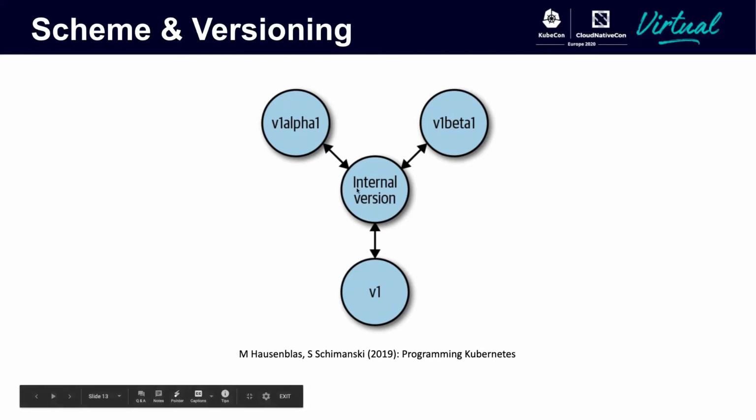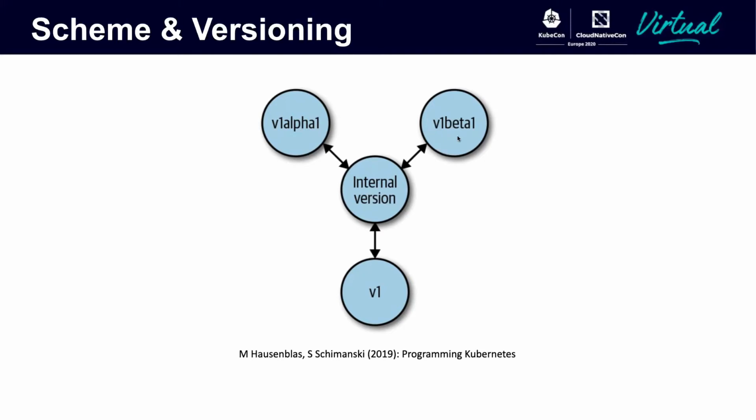So let's say v1alpha1 has fields A and B, and v1beta1 has fields B, C, and D. The internal version would know about all fields A to D. It would provide you with some tools to convert between those versions, do some defaulting, all kinds of things. So in the end, you don't lose any information when you do these conversions.